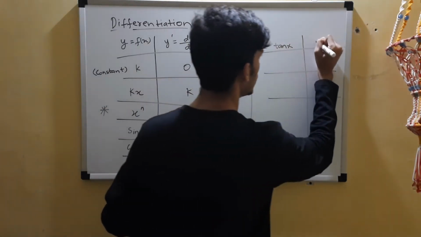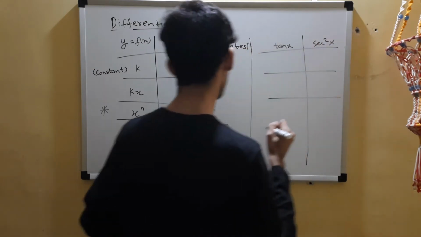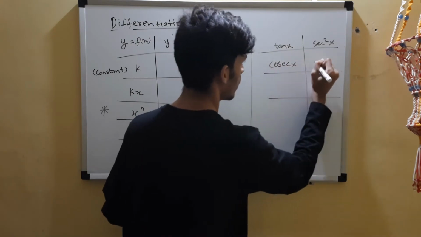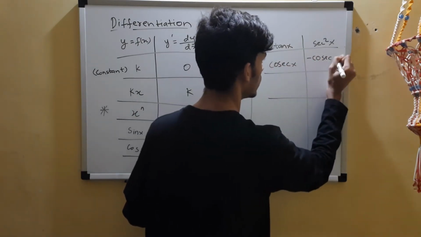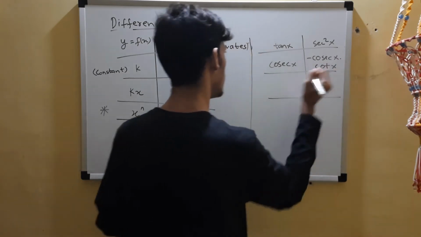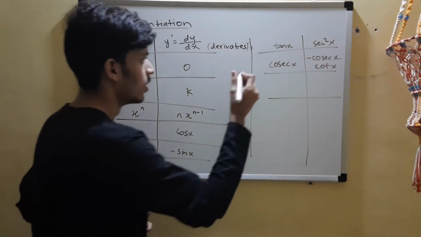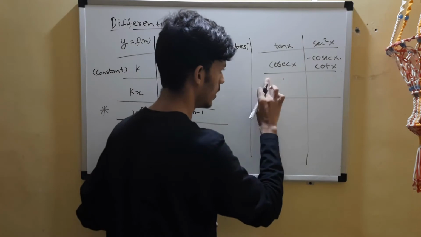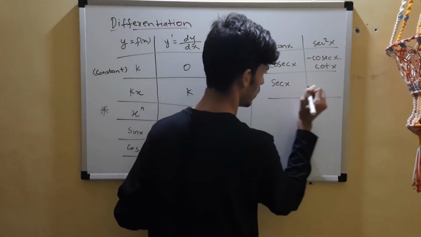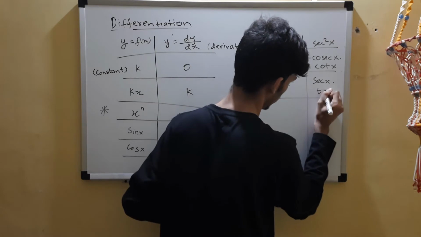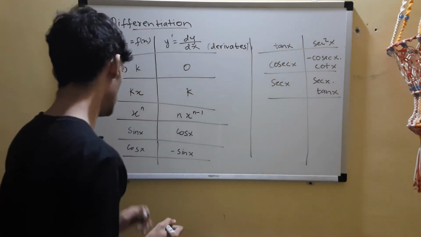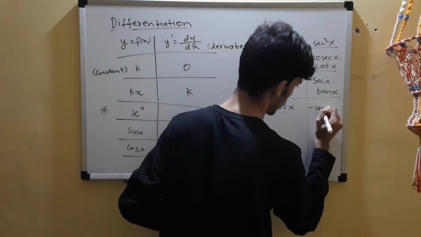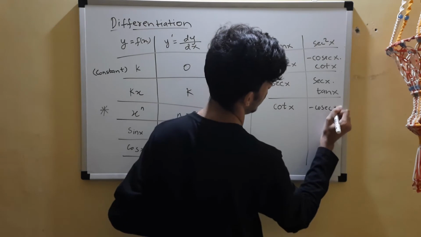Tan x is sec square x. Sin, cos, tan, cosec: minus cosec x cot x. So you note this table down. Okay. Finally cot, right? Sin, cos, tan, cosec, sec is remaining. Sec x is sec x tan x. Okay. Finally cot x is equal to minus cosec square x.